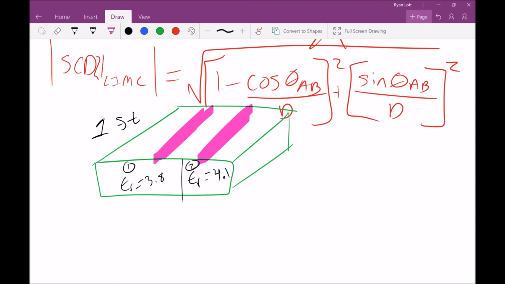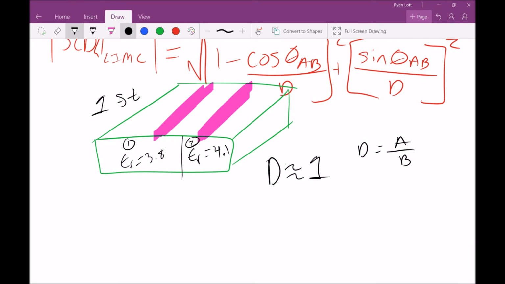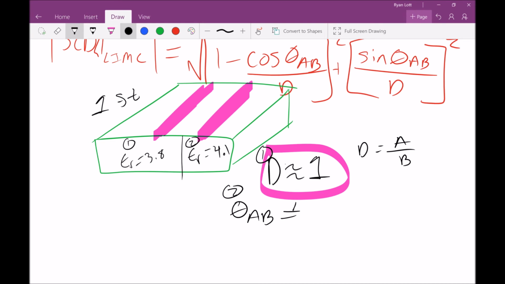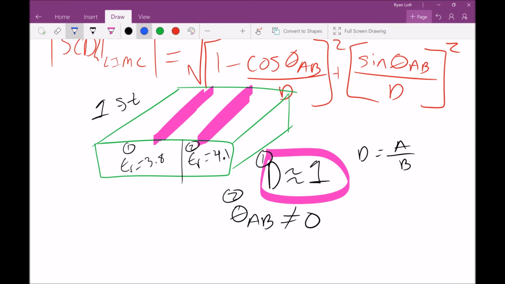So let's assume for a second that D is practically 1. Remember, D was defined as A divided by B. So let's just assume that their losses are very, very similar. But because they have different dielectric constants, or local dielectric constants, the speed of the waves in regions 1 and 2 is going to be slightly different from one another, and because of that there's going to be a phase difference. So in this situation, we're going to say that D is basically 1, and that theta AB is not equal to 0. So what does that make our equation now?